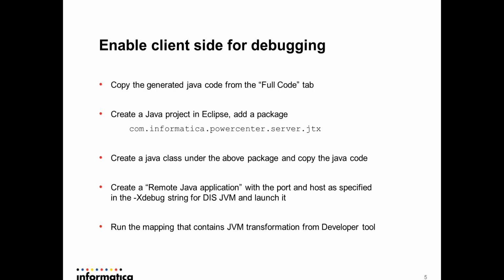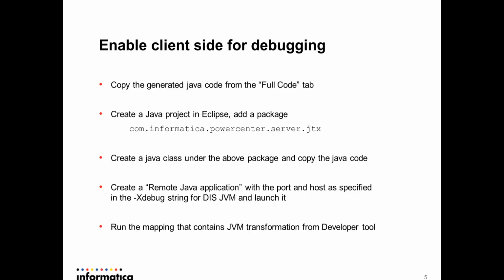On the client side, we will have to copy the Java code that is generated in the Full Code tab of the Java transformation. Once you have that code, you will create a Java project in an Eclipse IDE and create a package com.informatica.powercenter.server.jtx. You will have to place that class inside this package.